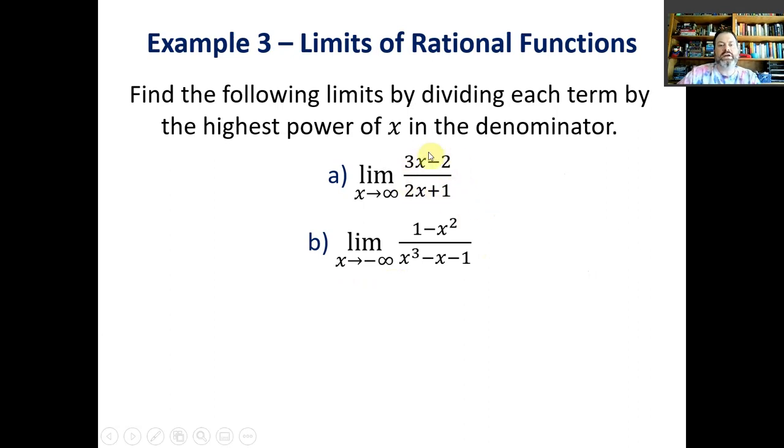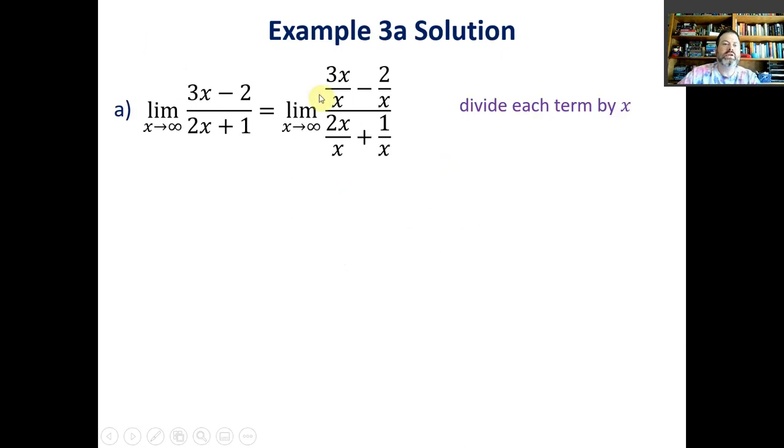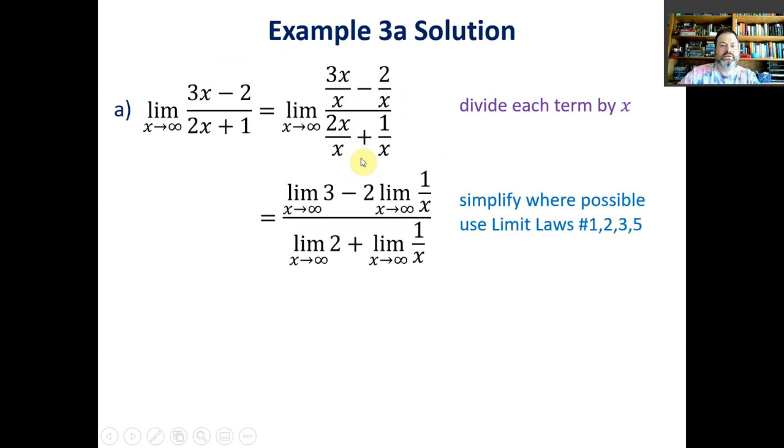So we're going to take these limits, and when we move towards infinity or negative infinity, we find the highest power of x in the denominator and we divide. So here it's going to be x, here it's going to be x cubed. So let's jump in and do part A. I just divide everything by x. Then I cancel if I can. So here I'm going to be able to cancel an x. Here I'm going to be able to cancel an x.